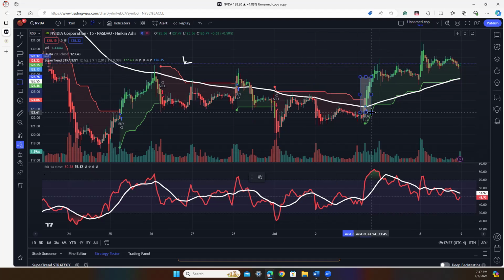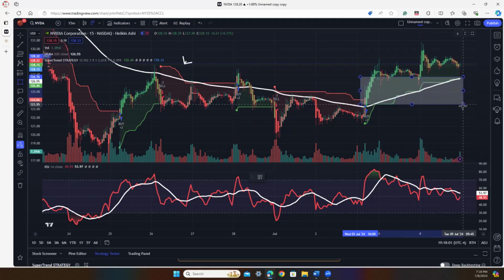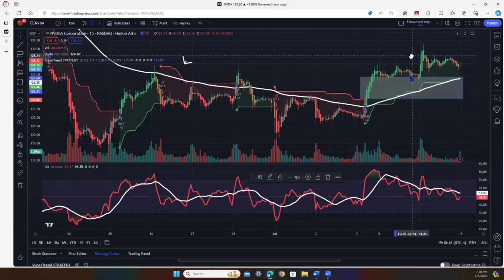We want that buy to be above that 200-day moving average. You don't have to buy everything, guys. But we want it to be above that 200-day moving average. Let me take that off so we can move this thing. All right.